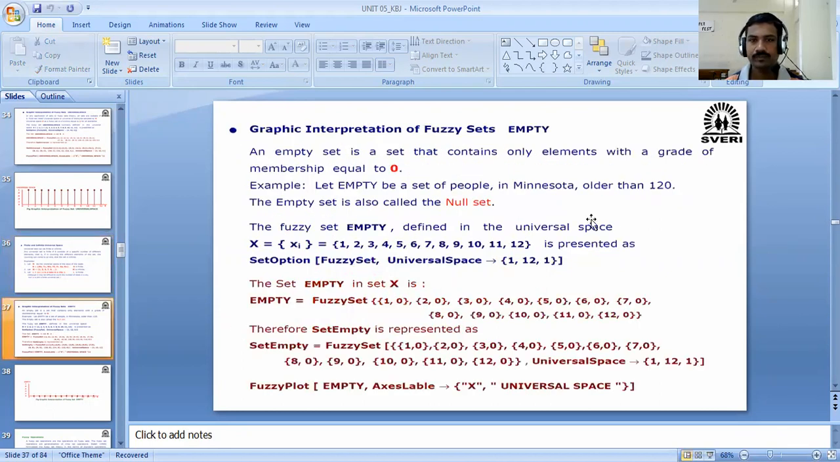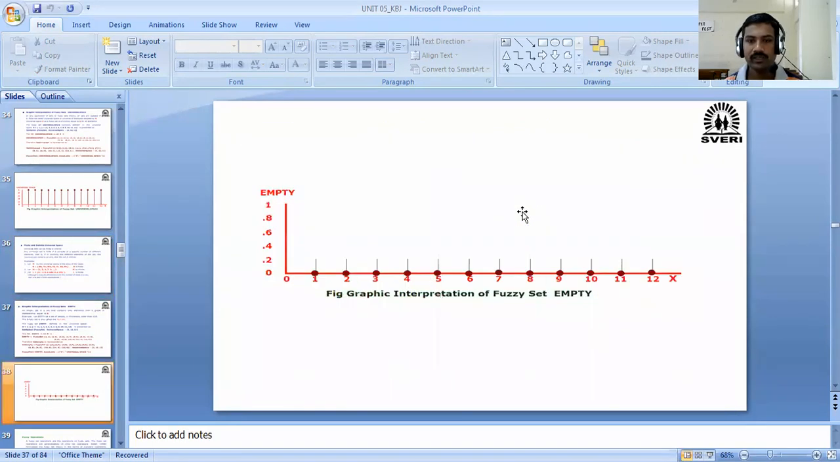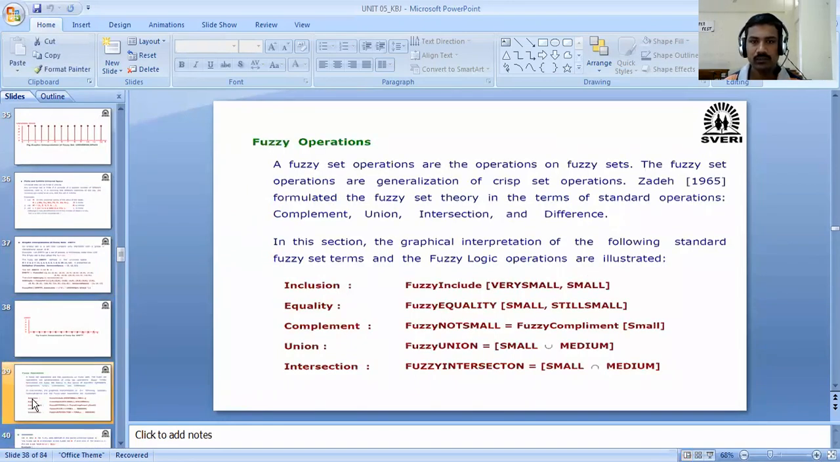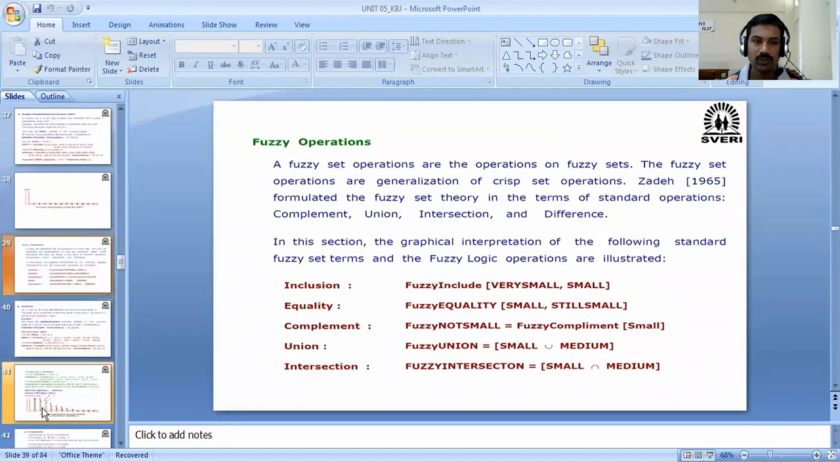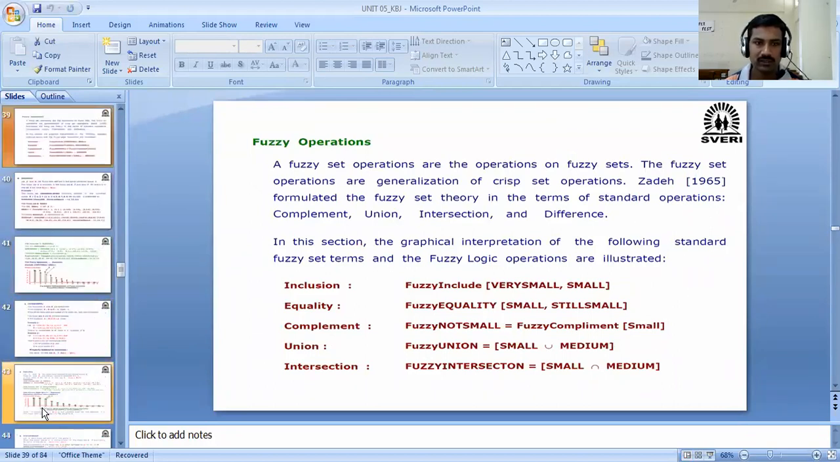Like that only. Fuzzy sets empty. If it is an empty fuzzy set, there is no change. Next, fuzzy operations. Which are the operations? Now it is very important. We will see fuzzy operations. There are different operations in fuzzy. The fuzzy set operations are the operations of fuzzy sets.